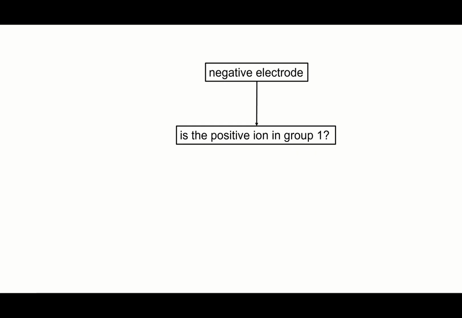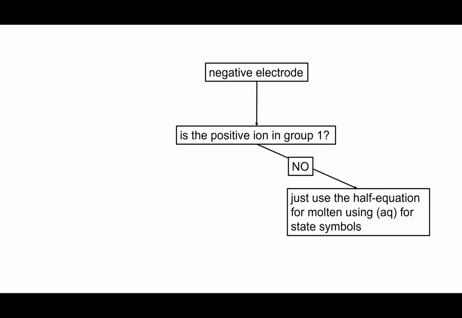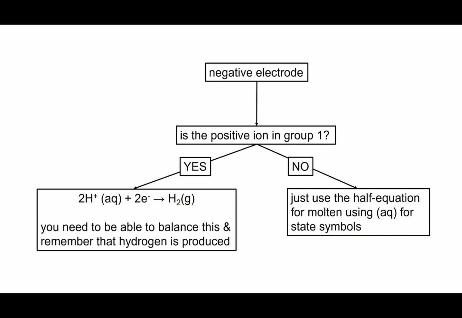Now the negative electrode. If you're asked a question about the negative electrode, you need to ask yourself, is the positive ion in group 1? Remember, group 1 of the periodic table is lithium all the way down to francium. If the answer is no, then the half equation is exactly the same as we did for the molten situation, but instead of having a liquid state symbol, you now have an aq state symbol. If the answer is yes, again, it's even simpler. You just memorize that half equation.